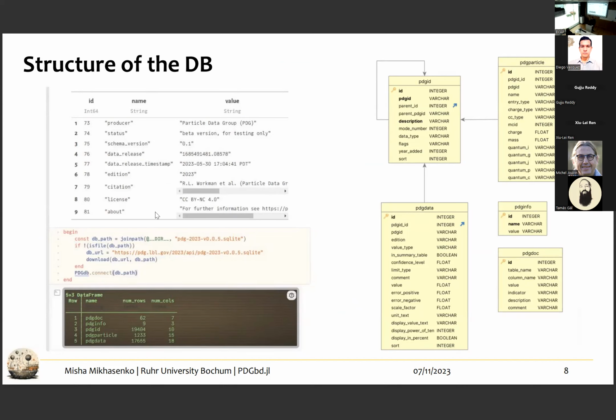Here's a snippet of the Julia code that loads this database. It turned out to be very easy to load a MySQL database and turn it into a data frame, and then you have everything. You can wrangle this database easily, and ChatGPT knows extremely well how to deal with this stuff. So quickly realize that there is a lot of information stored in the PDG info and PDG data, as well as the PDG particle. These are the 3 main databases.